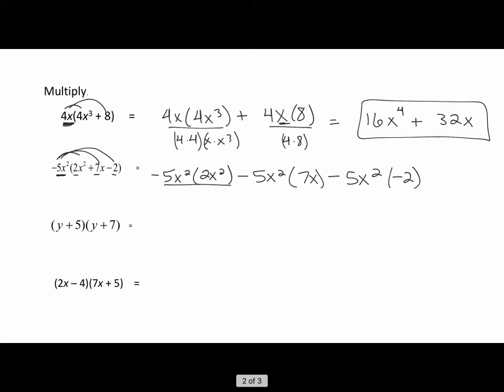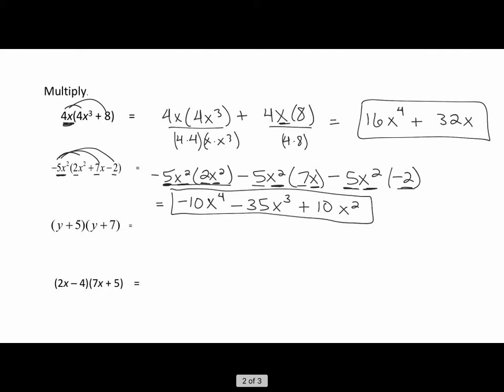So for the first term in our monomial multiplication, we're going to multiply the numbers. Negative 5 times 2 is negative 10. And the variables, x squared times x squared, we'll add those exponents to get x to the 4th. Then in our second term, we're multiplying negative 5 times 7, that's minus 35. And x squared times x, add the exponents, that's x to the 3rd. For the last term, then, negative 5 times negative 2 is positive 10 times x squared. And that is our product for that multiplication.